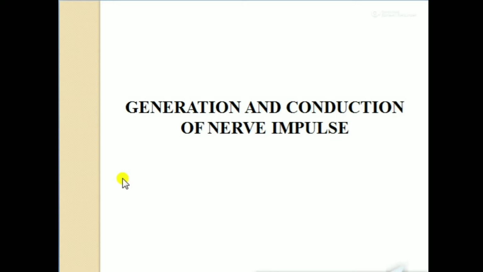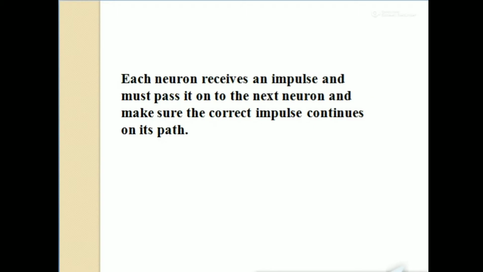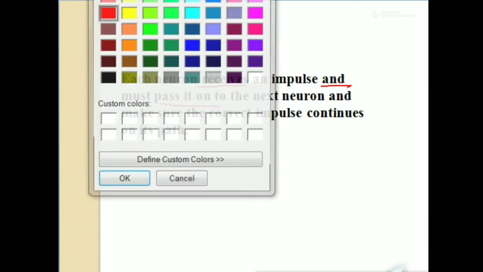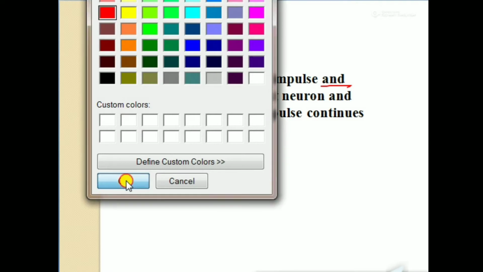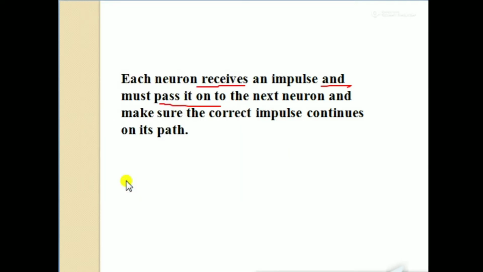In this video, I will discuss the conduction procedure of nerve impulses. What is a nerve impulse? How does it proceed? Each neuron receives an impulse and passes it to the next neuron, making sure the correct impulse stays on its path. That means there are two portions: one is the presynaptic knob, another is the postsynaptic knob.